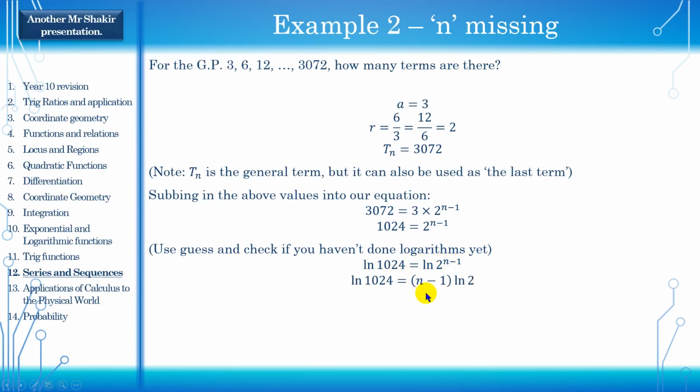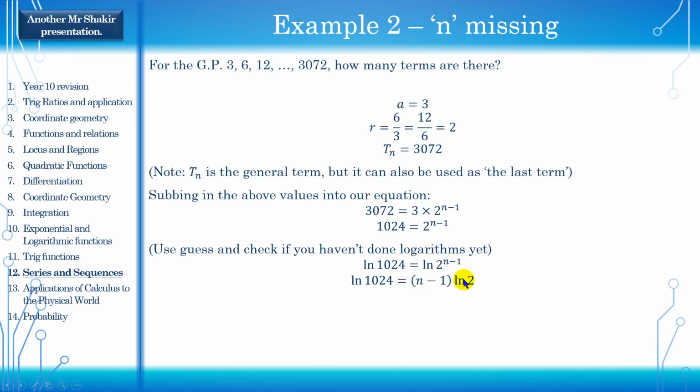which is really the key. We don't want it in the power because we can't solve it if it's in the power. It's very hard, unless you use guess and check or something, and the answer just happens to be a perfect number, as in not a decimal or a fraction or something. Anyway, so n minus 1 comes to the front.